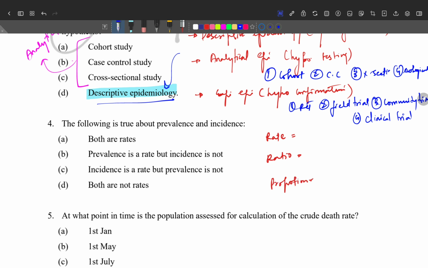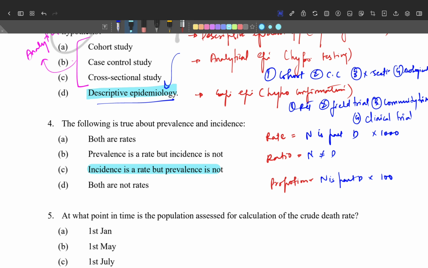A rate is something in which the numerator is a part of the denominator and is a multiplier of 1000. Ratio is one in which the numerator is not a part of the denominator, and proportion is one in which the numerator is a part of the denominator and is a multiplier of 100. Now, the answer for this: which of the following is true about prevalence and incidence? Incidence is rate and prevalence is not. You have to know this concept.